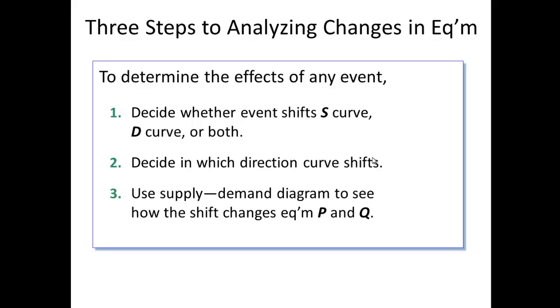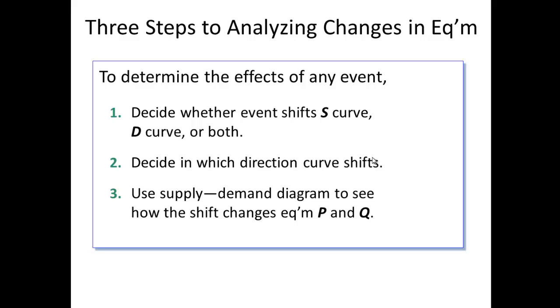Once we determine whether the event shifts the curve, then number two, we have to decide in which direction it is shifting the curve. Does it shift the supply curve outward to the right or inward to the left? And/or does it shift the demand curve outward to the right or inward to the left? Depending upon how it shifts, that will determine where the equilibrium will fall, whether at a higher price or lower price.